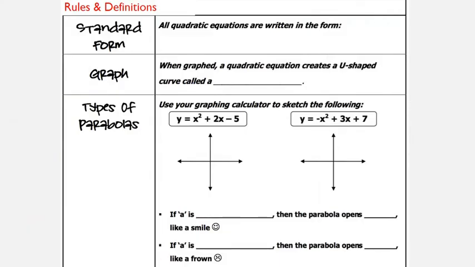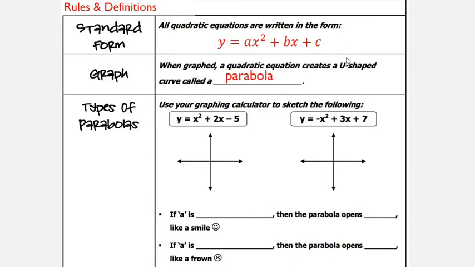Now, I want you to take your 1.1 notes, the intro to quadratics, and start filling this out with me. When we're looking at standard form, all quadratic equations are written in this form right here: y equals ax squared plus bx plus c. Make sure you write this down. The a, b, and c are all numbers. So a is the coefficient of x squared, and b is the coefficient of x. We are particularly going to look at a and b today. So this is the standard form of a quadratic equation.